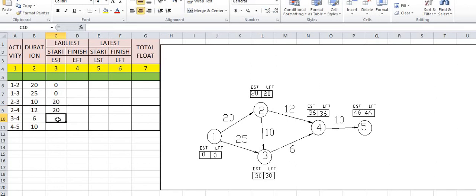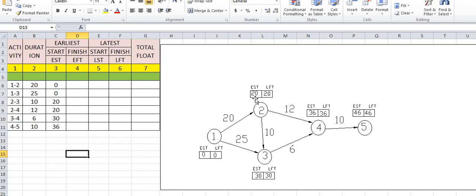Okay. Again 3 to 4. For this 3 to 4, the first node is 3. What is the value for this? EST is 30. Then 4 to 5. For 4 to 5, the first node is 4. And what is the EST value for this? For 4 to 5, 4 is nothing but 36. So 36.